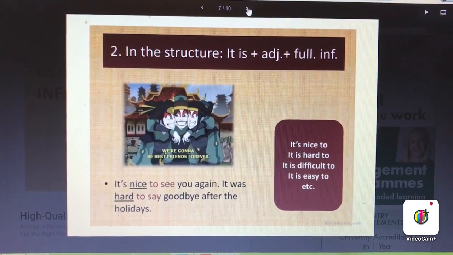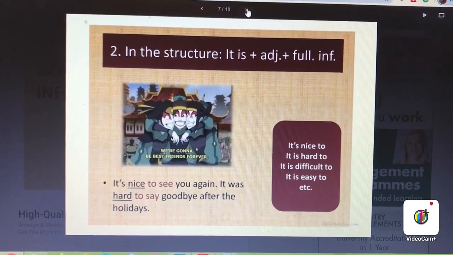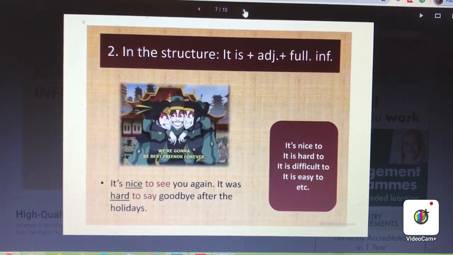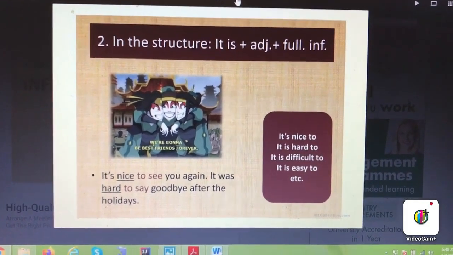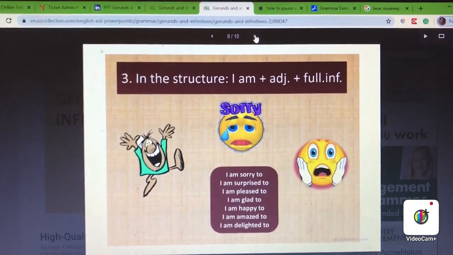So we can also use adjectives in the place of verbs to form sentences. It's nice to see you again. It's hard to say goodbye. It is difficult to come back. It is easy to complete the task timely, etc. These are other uses of infinitive. Okay, now let's check this one.